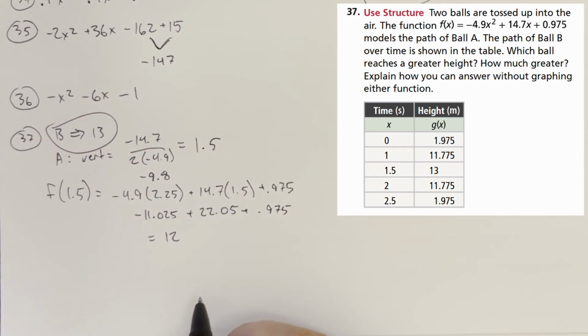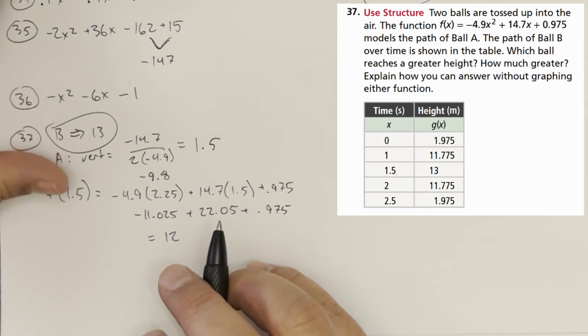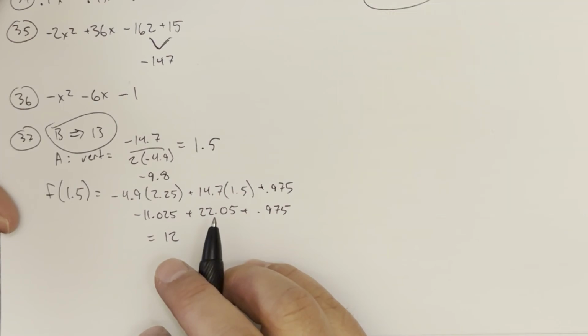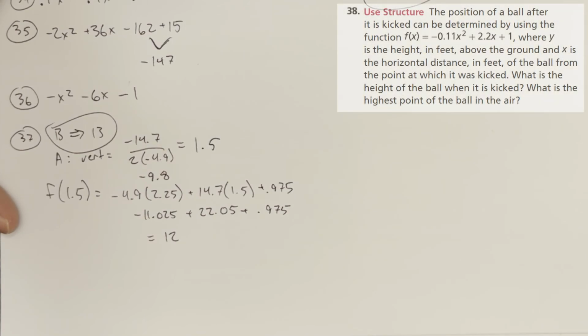Double check my math. If I got it wrong, let me know in the comments. Basically, 22.05 is double negative 11.025. So you get 11.025 plus 0.975, and that's 12. Yeah, that should be correct. Nothing like being confused by your own work. All right.